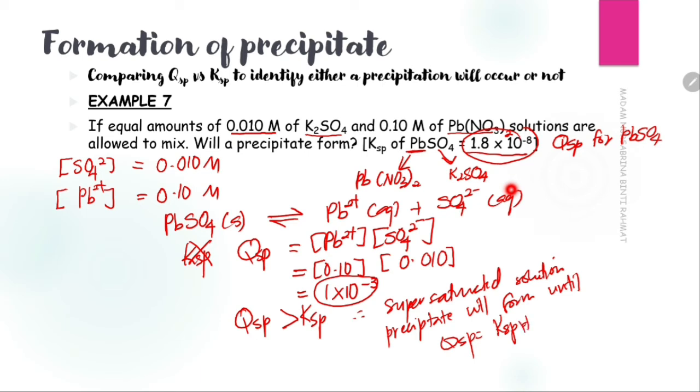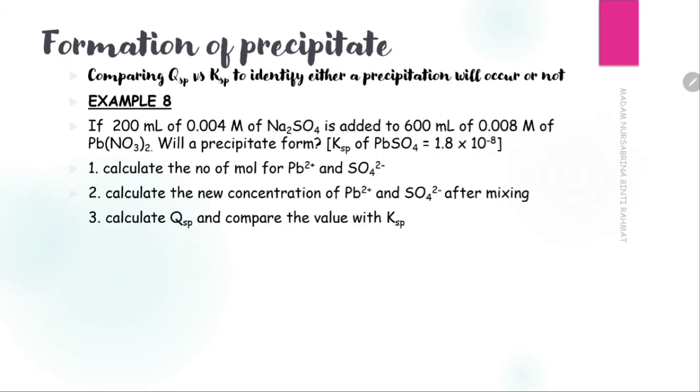So let's look at another example. Now, instead of giving you concentration, they give you the volume. That means there will be a change in the number of moles and in the concentration before and after mixing. I'm going to mix 200 milliliters of my sodium sulfate with 600 milliliters of lead nitrate. From the reaction, I'm going to produce lead sulfate.